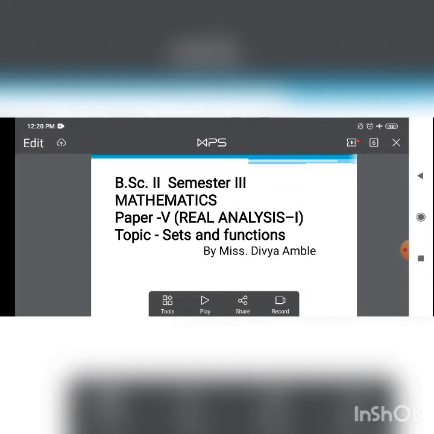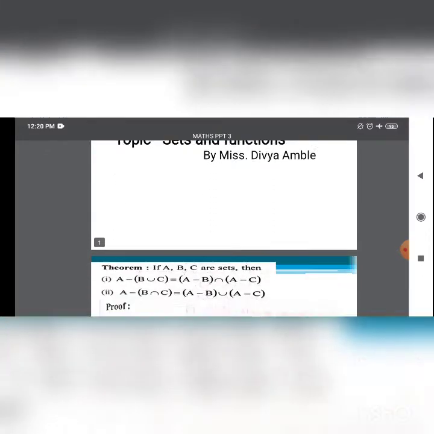In the last lecture, we have seen what is the complement of a set. In this lecture, we are going to see the theorems related to complement. Okay, so we start now.